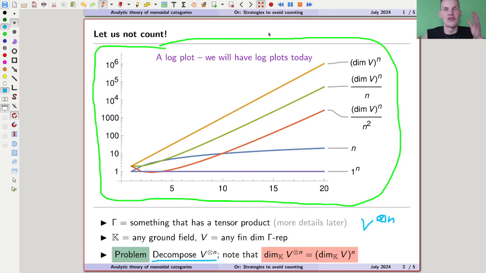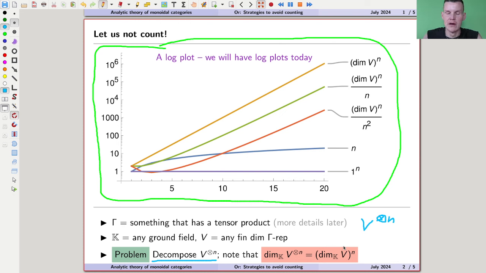It's the crucial operation. Usually the indecomposable summands are invisible in the same sense as the prime numbers are invisible, but they're still the main players. So I will try something like that. We want to decompose this tensor product into irreducible summands. And note that this tensor product actually grows exponentially. The dimension of the tensor product is just the dimension to the n, so this is growing exponentially.